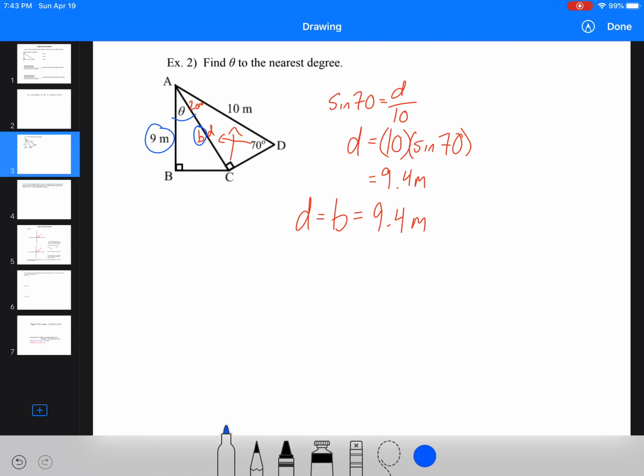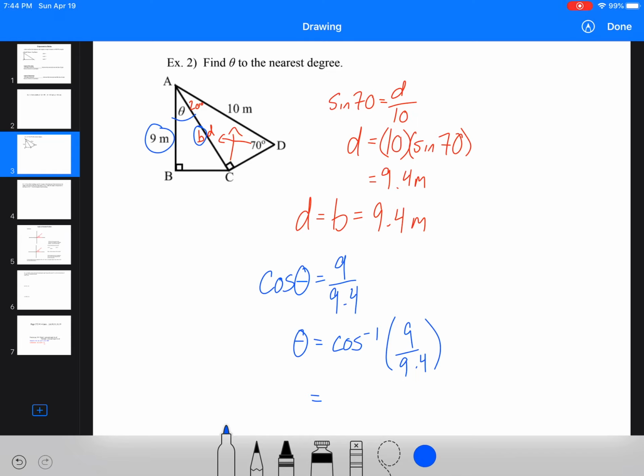I'll change colors here. We need to find theta. And we know we have adjacent and hypotenuse. So we're going to say cos theta equals adjacent over hypotenuse, so 9 over 9.4. So then we have theta equals the cos inverse of 9 over 9.4.